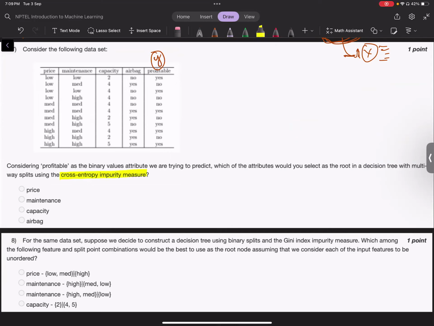And the second question is for the same data set. Suppose we decide to consider a decision tree using binary split and a Gini index impurity measure. Which among the following feature and split point combinations would be the best to use as a root node, assuming that we consider each of the input features to be unordered? So it is the same data set, and we are just trying to find the root node and the first split point for these two types of impurity measure, cross entropy and the Gini index. So try to solve this. I'll make some gap between these two to solve it.